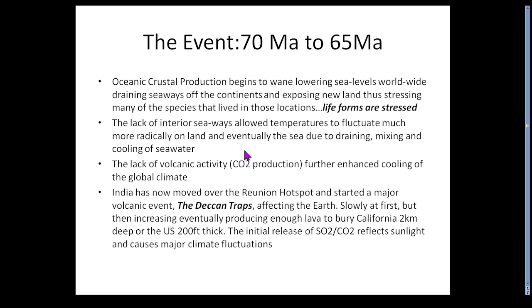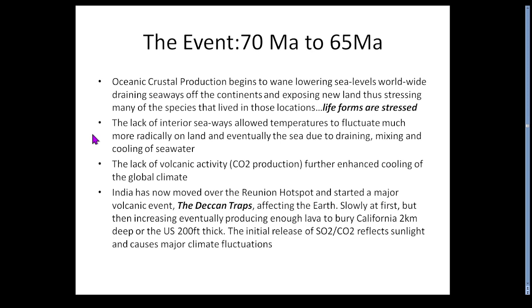Oceanic crust production begins to wane, lowering sea levels worldwide, draining seaways off the continents, and exposing new land, thus stressing many of the species that lived in those locations, i.e. life forms are stressed. Interior seaway allowed temperature to fluctuate. The lack of an interior seaway allowed temperatures to start to fluctuate much more radically on land and eventually in the sea due to the draining and the mixing and the cooling of seawater. The lack of volcanic activity, CO2, further enhanced the cooling of the climate.